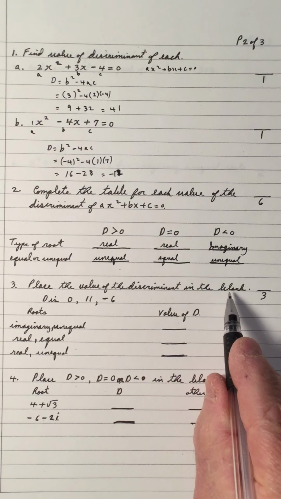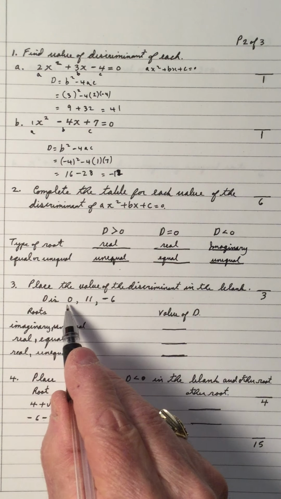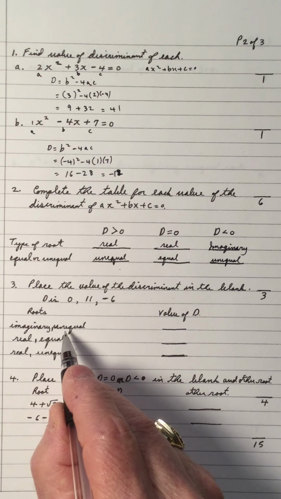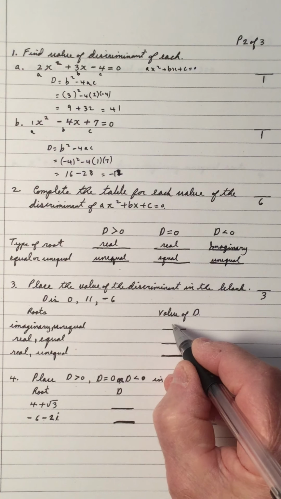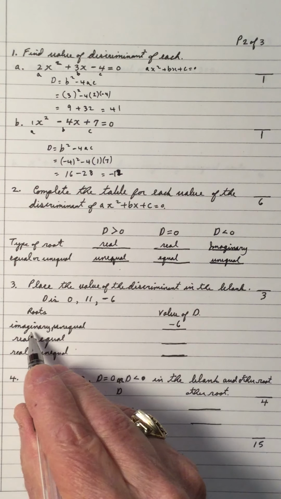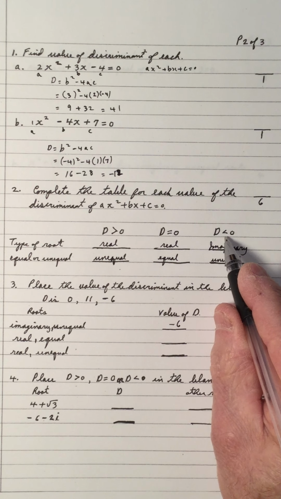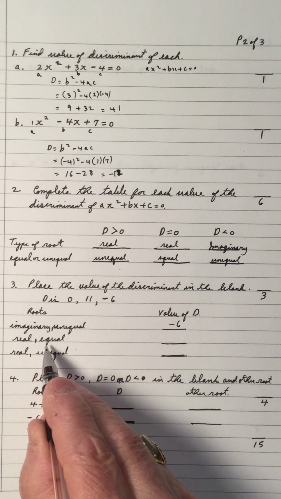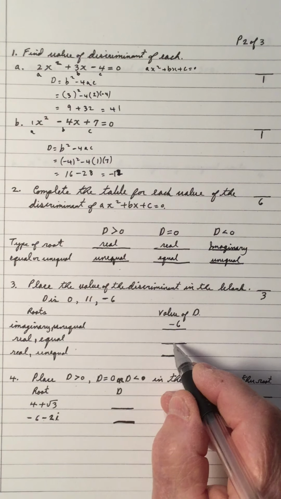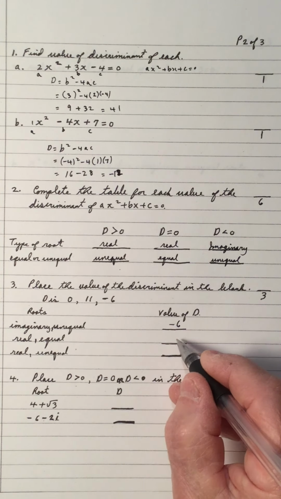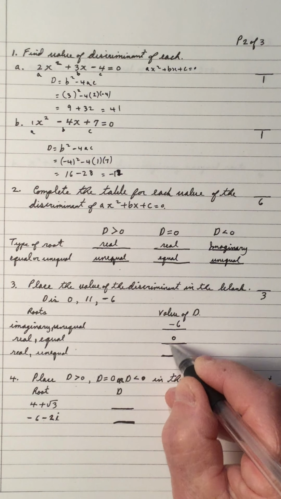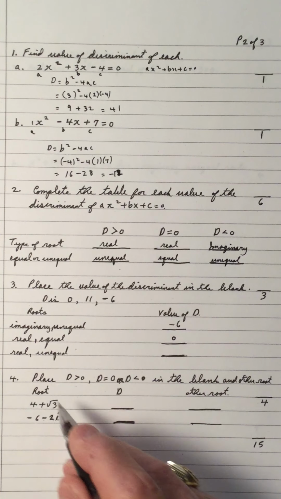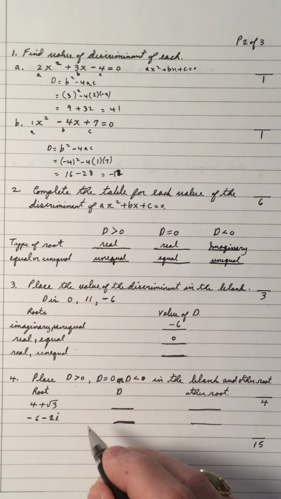Number 3, place the value of the discriminant in the blank. The discriminant is 0, 11, and negative 6. If the roots are imaginary unequal, the discriminant has to be negative 6, because if the roots are imaginary unequal, the discriminant has got to be less than 0. If the roots are real and equal, then the value of the discriminant has to be 0, because when the discriminant is equal to 0, the roots are equal. So real equal, discriminant is 0.